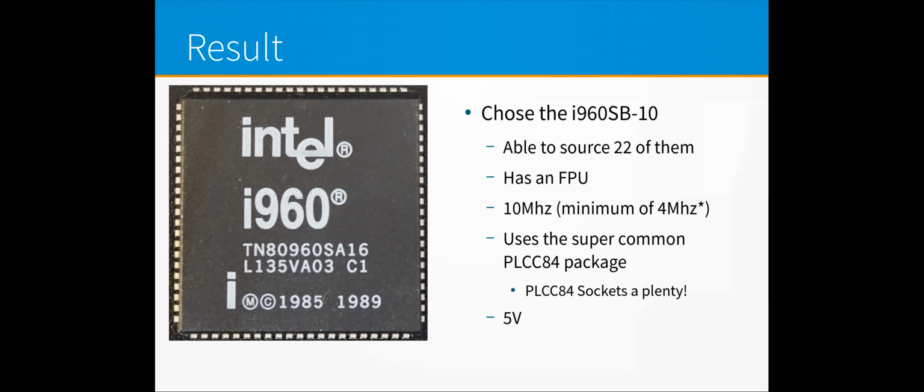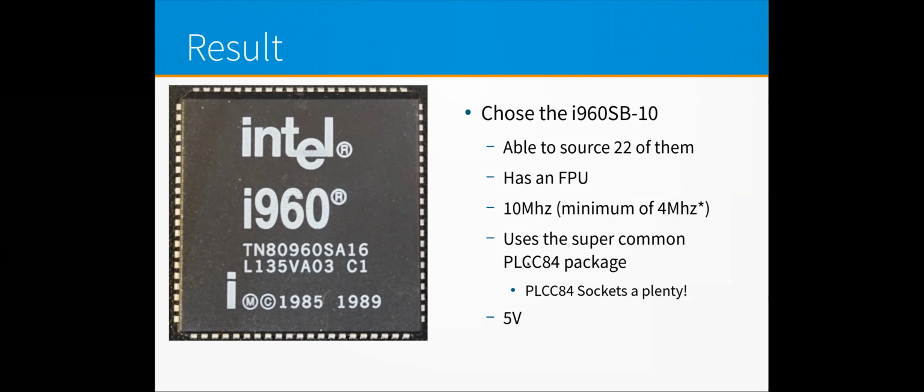I chose what's called an i960SB10. As I stated earlier, I was able to source 22 of them. It does have an FPU, which was one of the big things. What you're seeing on the left here is the A variant, which is 16, which means it's supposed to run at 16 megahertz. The 10 means it runs at 10 megahertz. You can run them as low as 4, but I don't trust that because I've gotten different answers from different data sheets. I know it's supposed to run at that speed, so we're going to run it at that speed.